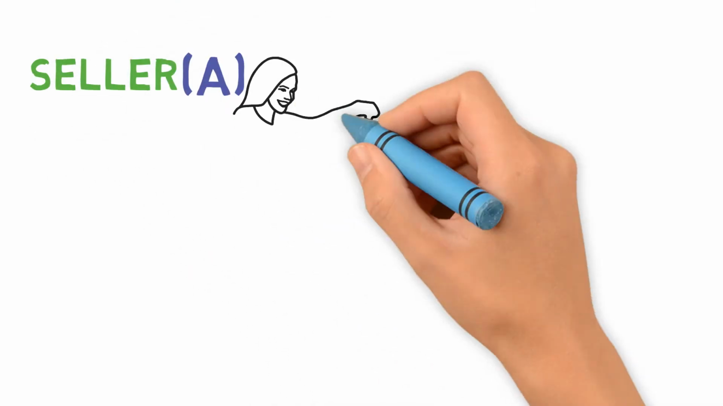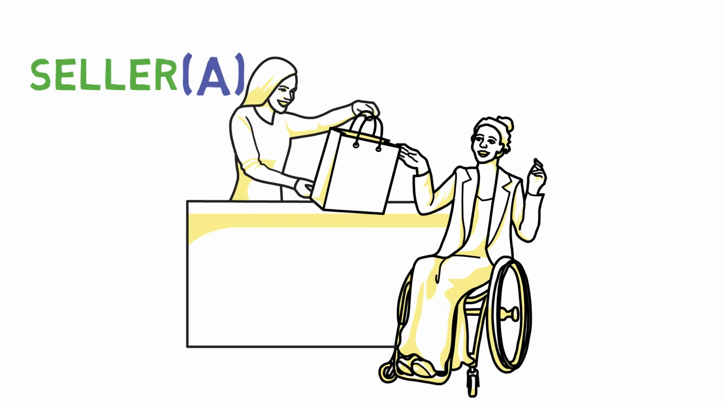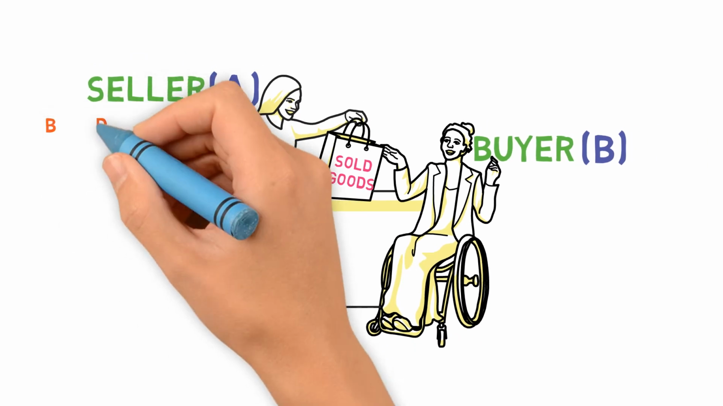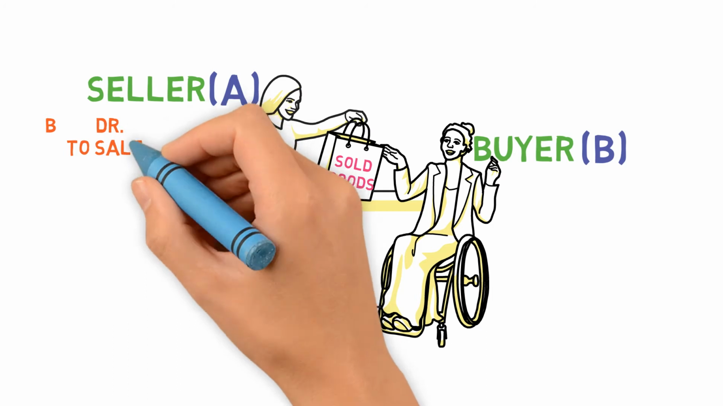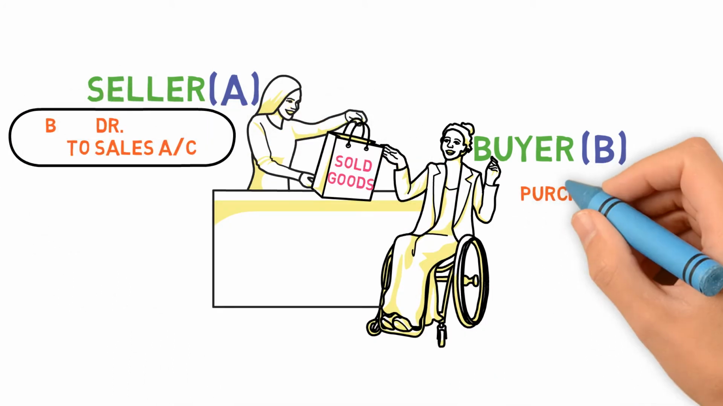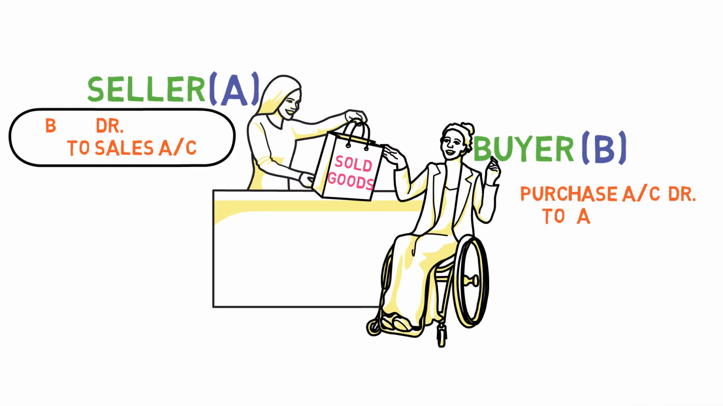Suppose there is a seller A. A sold goods to B. So the name of the buyer is B. What journal entries are they going to pass? A will write B account debit to sales account, and B will write purchase account debit to A.